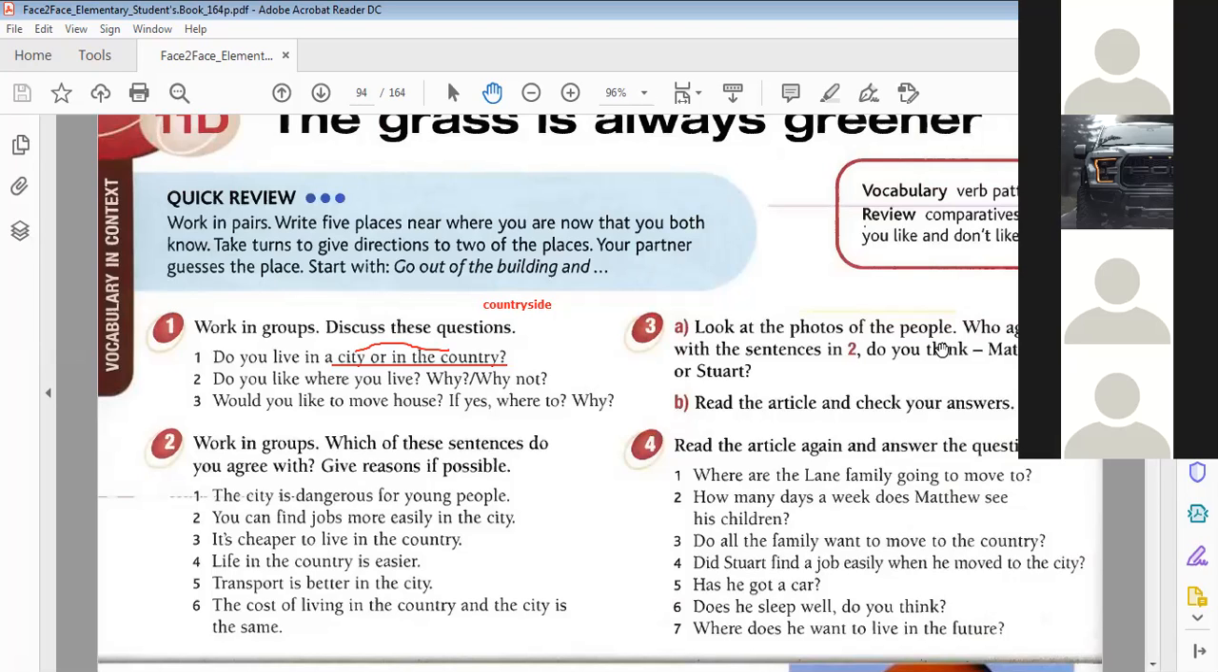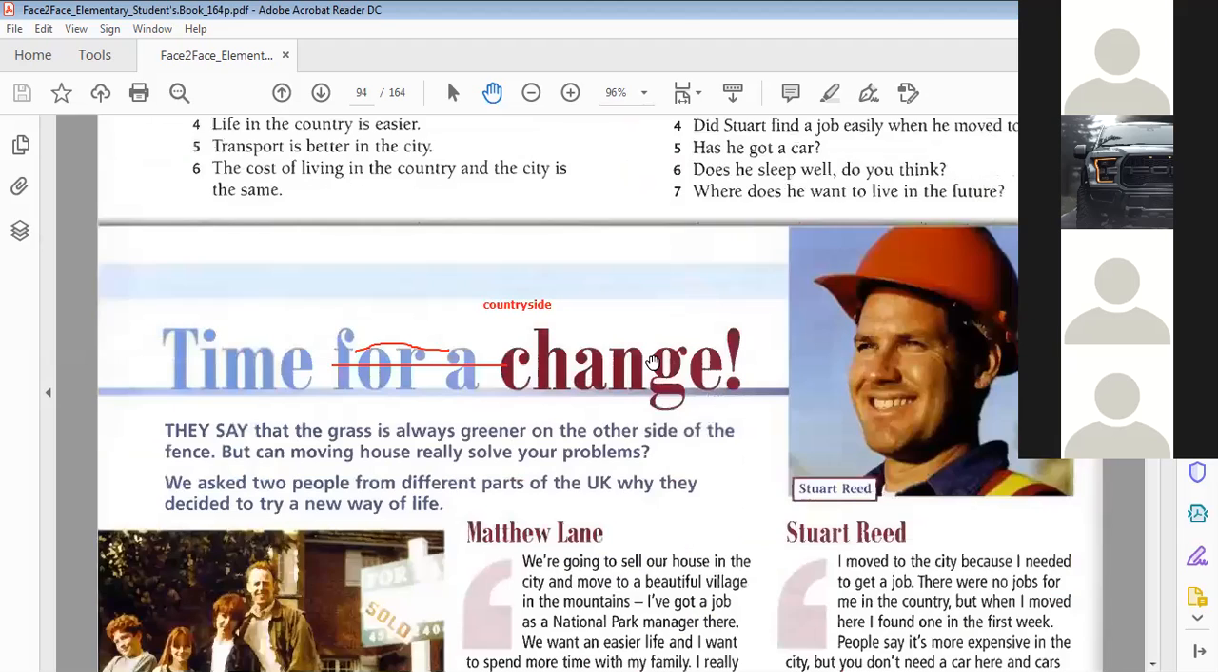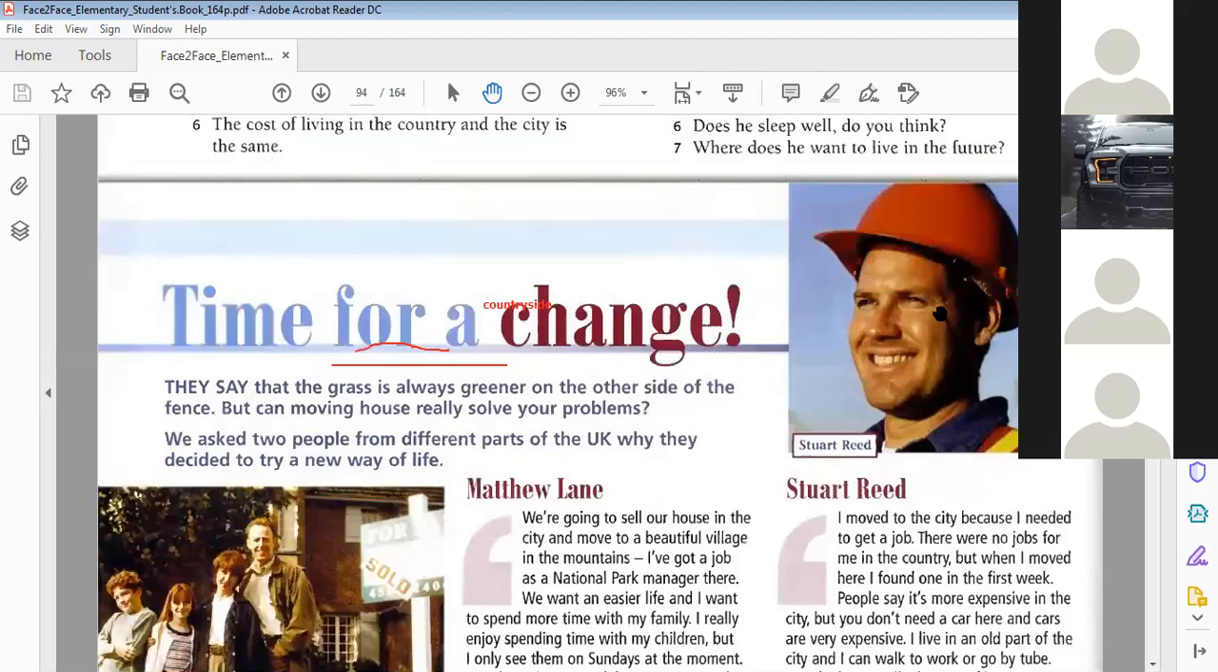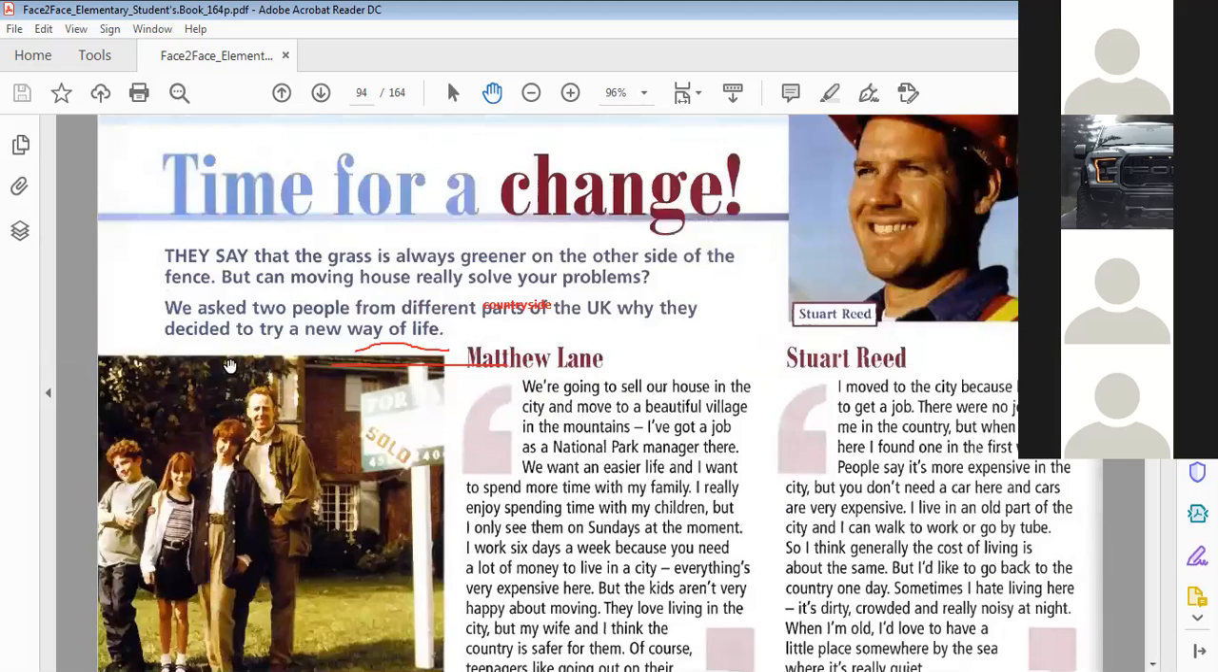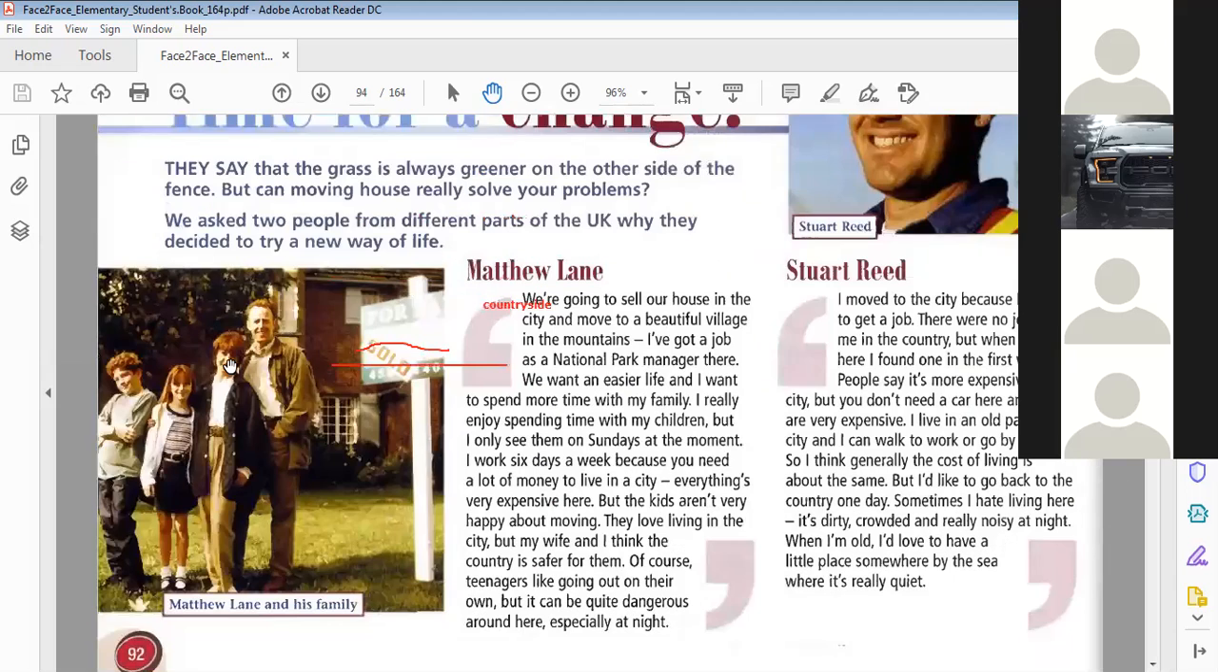All right, so in number 3 here, we're going to look at photos of people, okay? It says, who agrees with the sentences in number 2, do you think? Matthew or Stuart? Okay, so let's look at the photos first. So this is Stuart. And here we have Matthew.